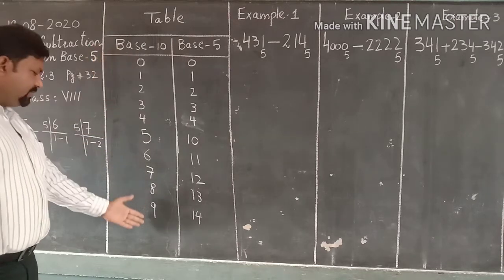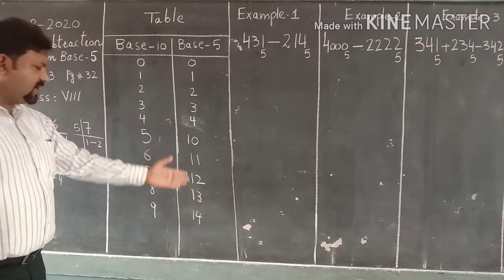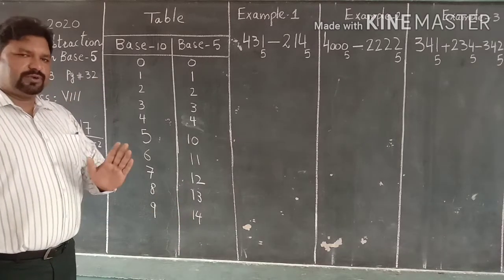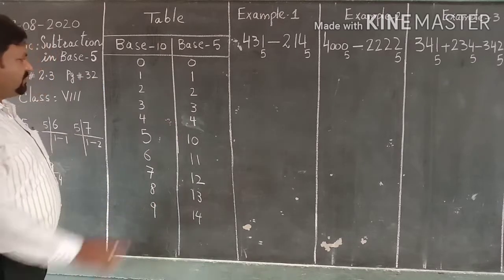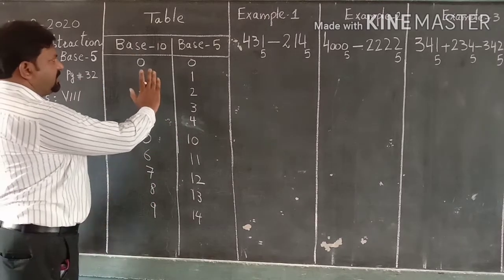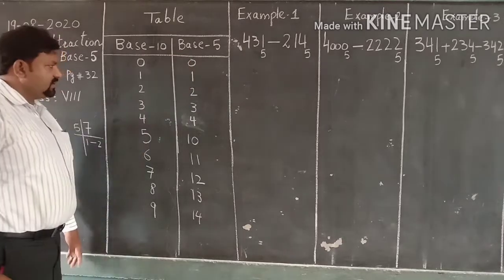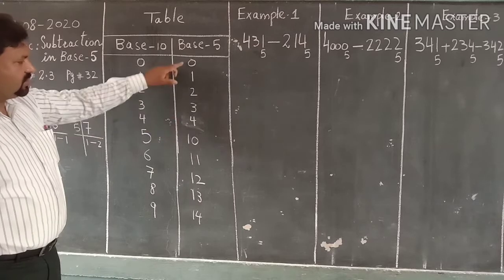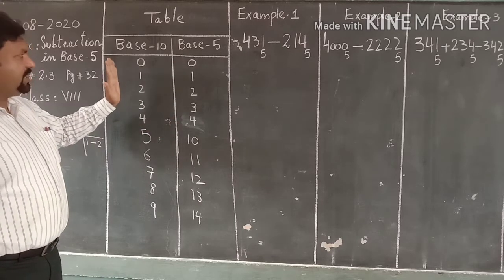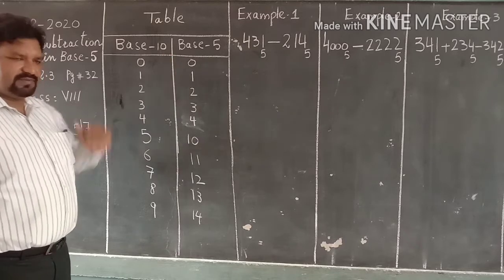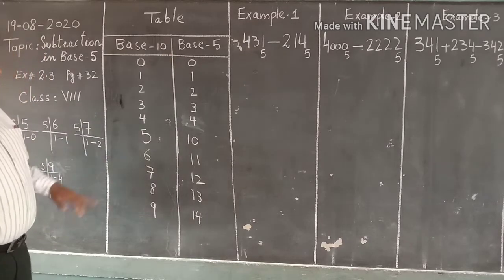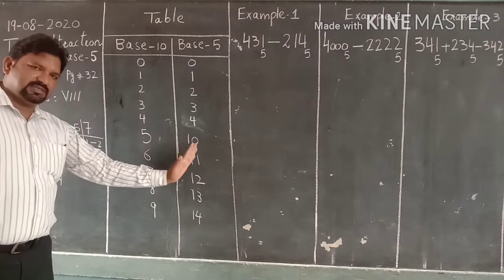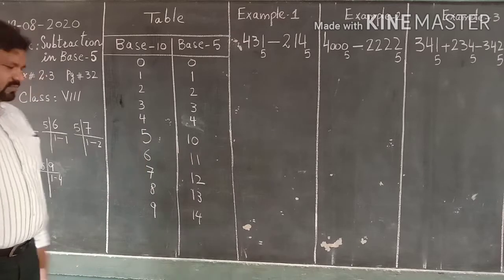These numbers are in base 10 and these numbers are in base 5. The only thing you have to remember from this table is which numbers are the same in base 10 and base 5. The numbers 0 to 4 are the same in base 10 and base 5. But when the numbers are greater than 4, the number changes between base 10 and base 5.